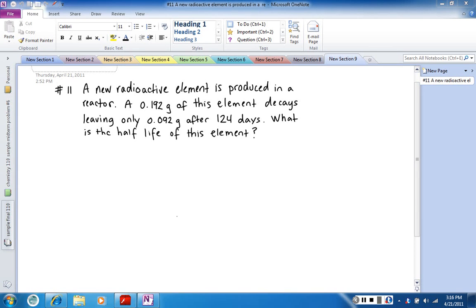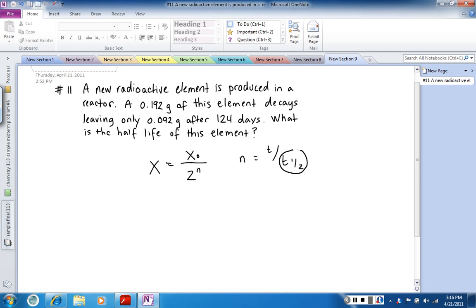So we have two equations here that are important. You have x equals x naught over 2 to the n, and n equals time over half-life. So we're looking for half-life. So we're going to have to end up solving for n.